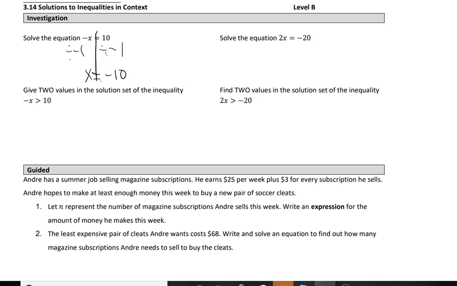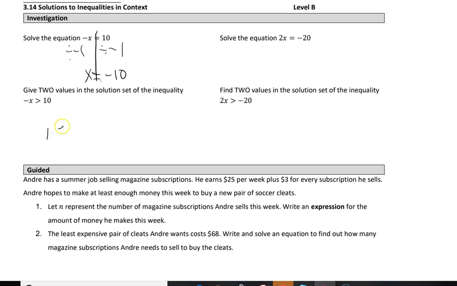Now, if we're going to think about this as an inequality, negative x is greater than 10. We can think of that negative as an opposite. So the opposite of something has to be greater than 10. Let's start with 5. Is 5 greater than 10? No. Is negative 5 greater than 10? No. We need a bigger number.